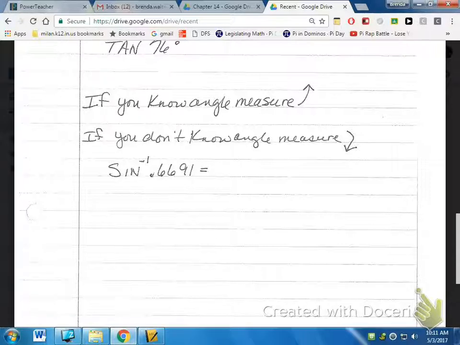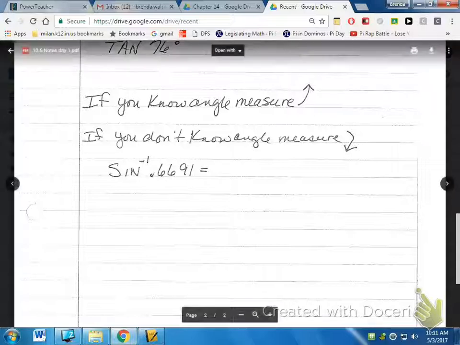So it would look like this, the inverse sine of 0.6691. So what you do is, notice that the second function would make the sine inverse show up, and then you put in the 0.6691. We're doing just the opposite of what's there, and it comes out to 41.99, but you round to the nearest degree, and in that case, it would give you 42 degrees.